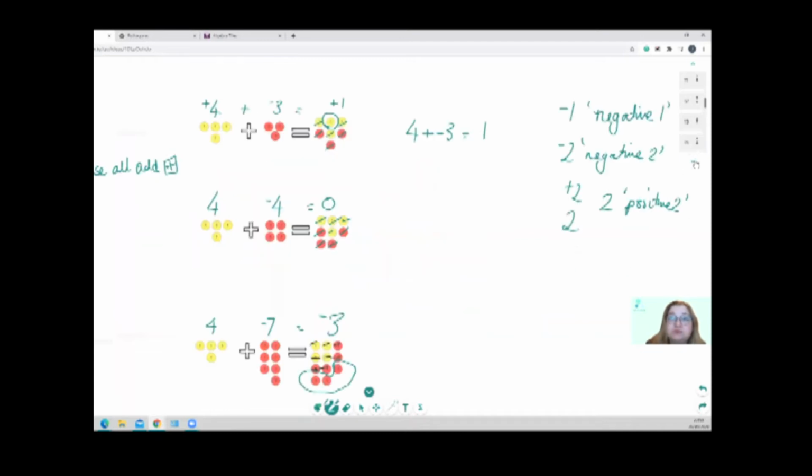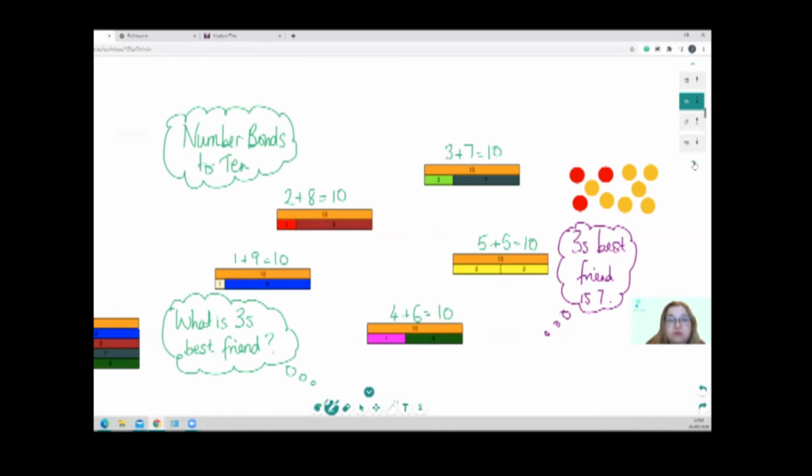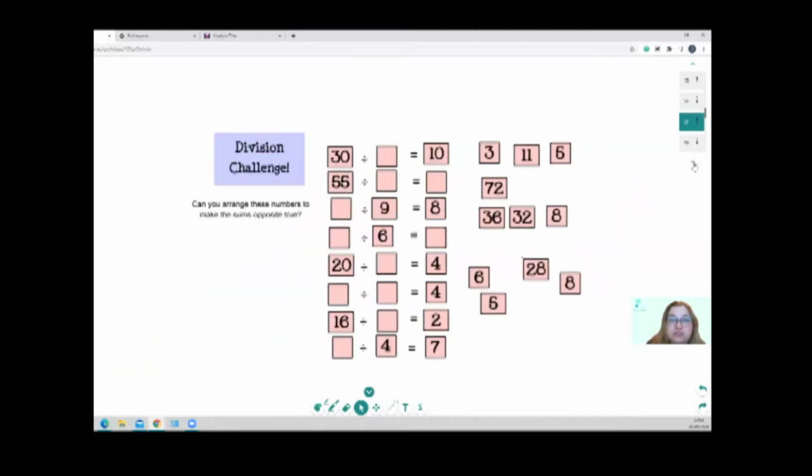So that's some more virtual manipulatives. Here's some more. This is when we were looking at negative numbers with another child. This is with a younger child when we were talking about number bonds, and we were talking about what is something's best friend, meaning its number bond to 10. And all of these are movable, and we were able to move them around and play with them. And we also had counters. So these are our virtual manipulatives.